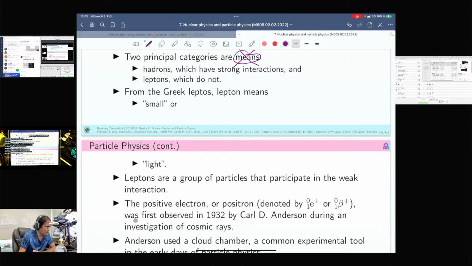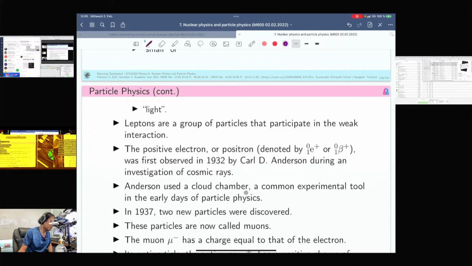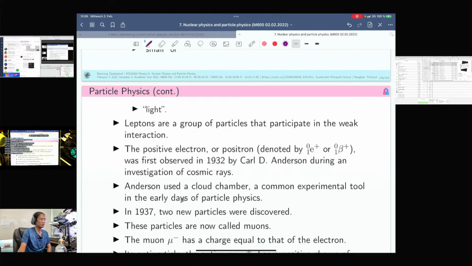What else? The positron was discovered in 1932 by Carl D. Anderson during an investigation of cosmic rays. Okay, he was busy with cosmic rays, and he finally found the positron, the antiparticle of the electron. Anderson used a cloud chamber. Okay, the cloud chamber was the widely used, common experimental tool in that generation, in the early days of particle physics. Okay, in 1930s, almost 90 years ago. And 5 years later, 2 new particles were discovered.